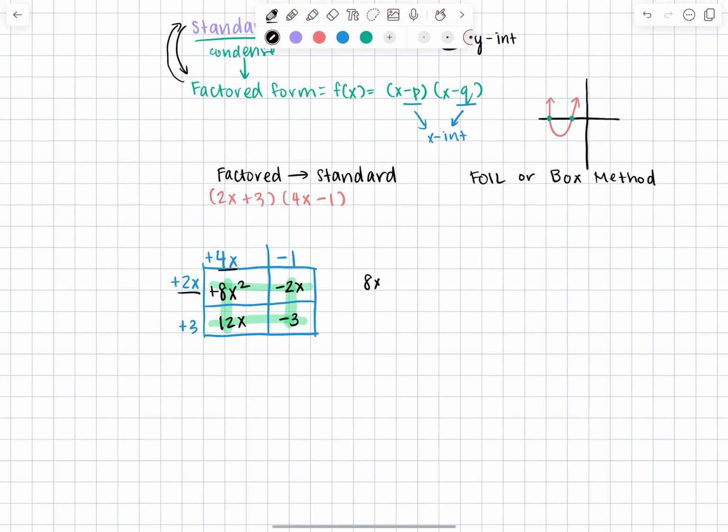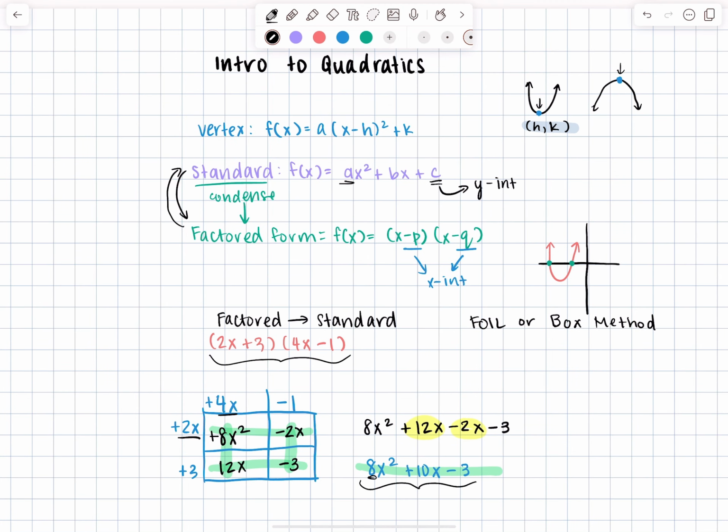So this would be 8x squared plus 12x minus 2x minus 3. You can combine the like terms. Here we have positive 12x and negative 2x. So our final answer is going to be 8x squared plus 10x minus 3. So we converted the factored form, which is over here, to standard form, ax squared plus bx plus c. We have our a value, x squared here. Then we have bx, so 10x, and then our c, negative 3.